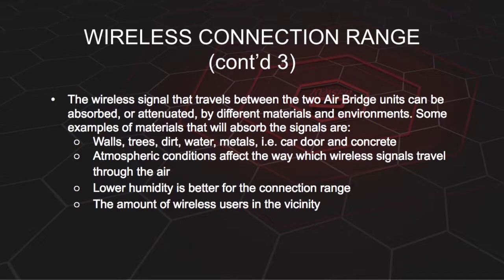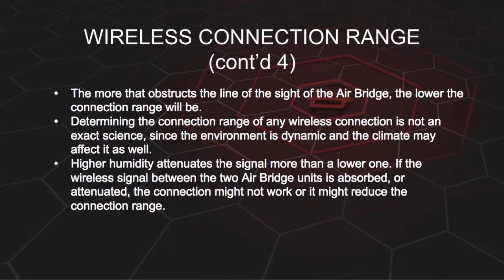Some examples of materials that will absorb the signals are walls, trees, dirt, water, metals, for example, a car door, and concrete. Atmospheric conditions affect the way in which wireless signals travel through the air. Lower humidity is better for the connection range, and the amount of wireless users in the vicinity affects the connection as well. The more that obstructs the line of sight of the AirBridge, the lower the connection range will be. Determining the connection range of any wireless connection is not an exact science, since the environment is dynamic and the climate may affect it as well. Higher humidity attenuates the signal more than a lower one.